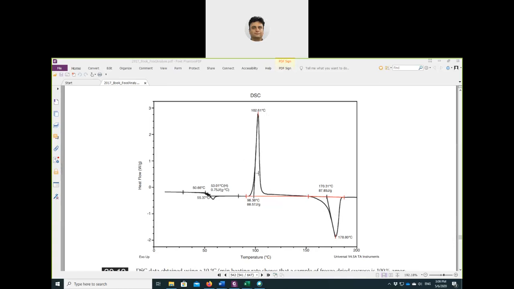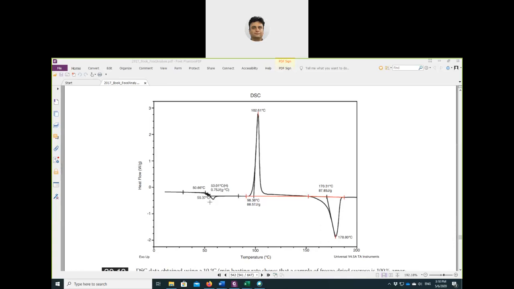If it's up, this is crystallization. If it's down, it's melting, because for melting you need heat. It is endothermic. But crystallization is exothermic. And if we have a second order transition here, you can see we start from one point going down, but it cannot come back to the first point. This is the Tg, glass transition, or second order.